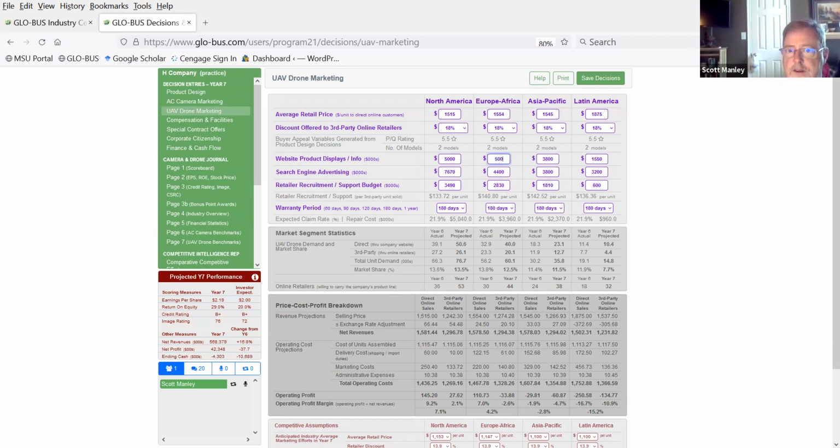So as I'm increasing my search engine advertising to match my total unit demand, the max that we can spend on website displays is 5 million. I'm going to match my number of units here. I've got 62,100 units, and I'm going to spend $100 per unit. That means it's 6,210,000. I gained a little bit of demand, so I'm going to spend more.